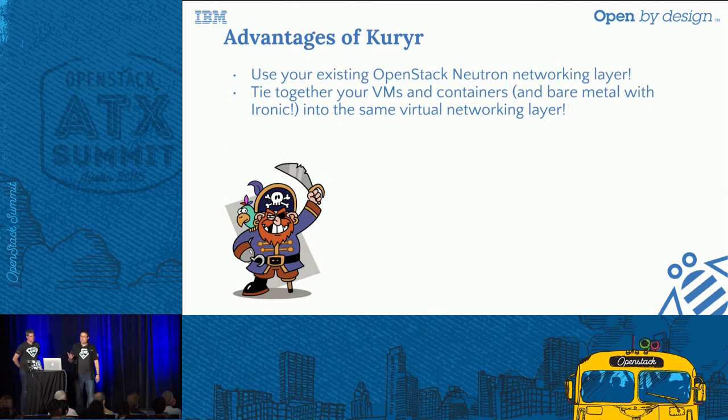So, we've already talked about this a bit, but as our little pirate friend there would say, there are some advantages to using Kuryr, right? The biggest one is you can use your existing Neutron install. If you're someone who's already using OpenStack and Neutron, you can offer that up to container people and they can utilize that networking layer and tie containers and VMs together as well. The other interesting thing is you can also tie it together with bare metal and with Ironic as well. Because if you integrate Ironic with Neutron, now you've kind of tied everything together, which is pretty slick.